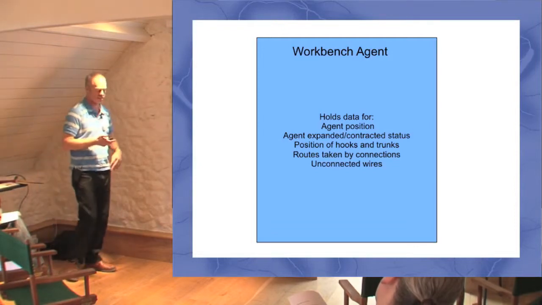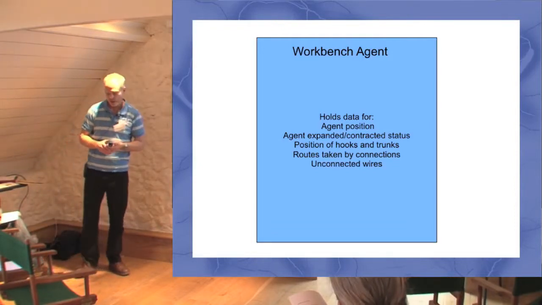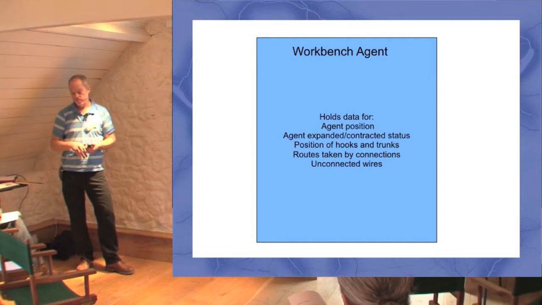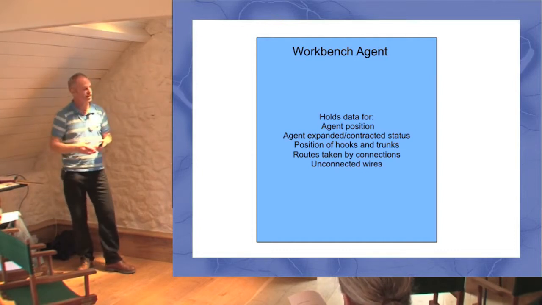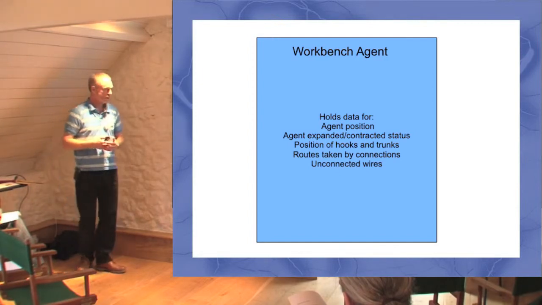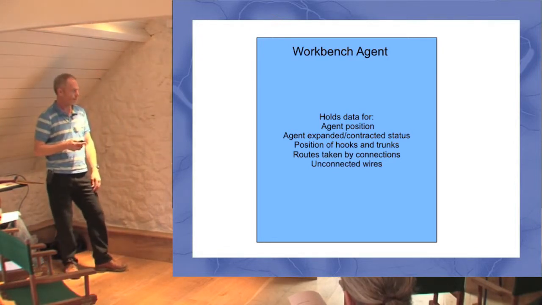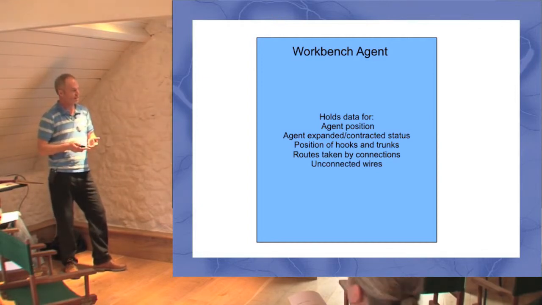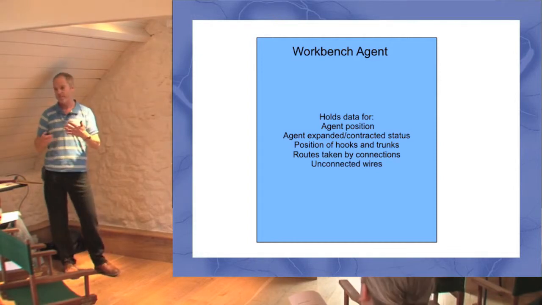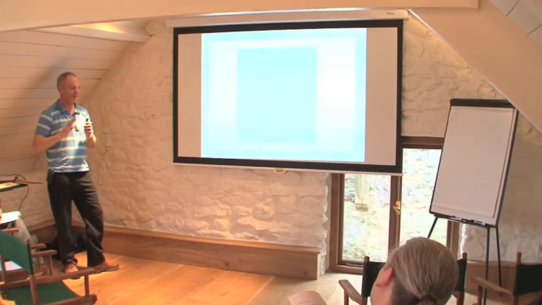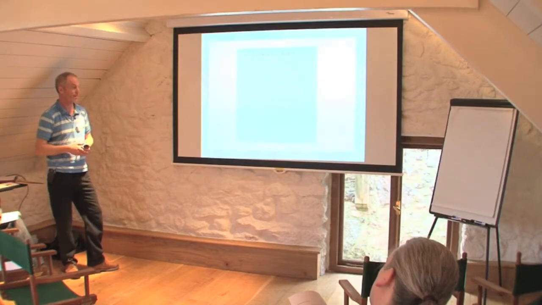The Workbench agent itself holds all the data for all the GUI stuff, really. That stuff isn't in the individual agents themselves. It's all in the Workbench agent. So the XY coordinates of agents on your screen, whether they're expanded or contracted, that's all held in the Workbench agent, which doesn't need to be there either. The Workbench agent can come and go, and that shouldn't make any difference to your setup as such.